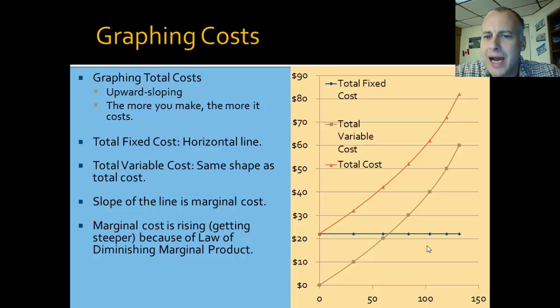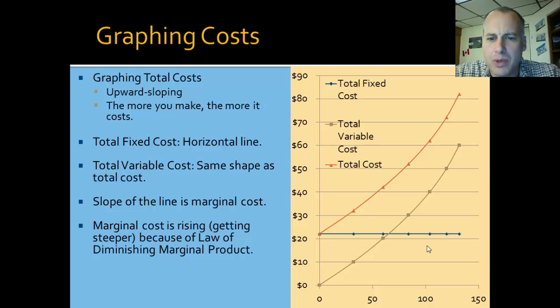Fixed cost does not, however. Fixed cost is just a horizontal line. It does not depend on output. The graph here, which just replicates the numbers in the table we saw on the preceding slide, shows a horizontal line for total fixed costs at a level of $22.